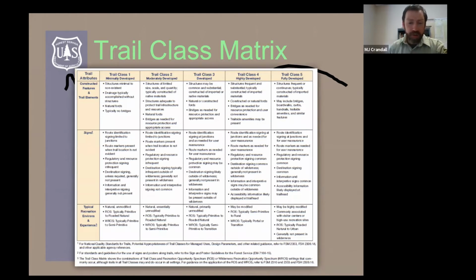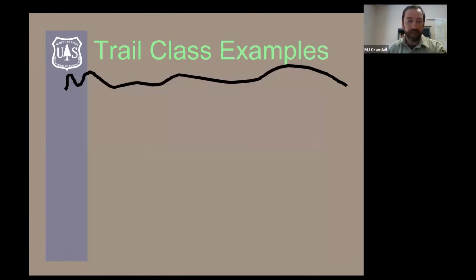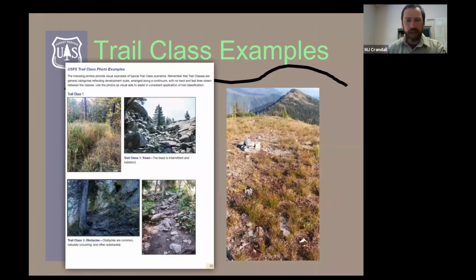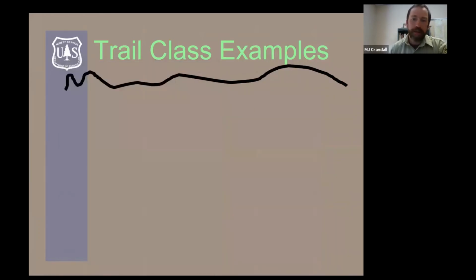And there are different trail attributes, and how these trail attributes change through the trail class is kind of neat, to get familiar with how these things change with class. So at trail class 1, we're at the most minimally developed, so not really much going on. If you could go back a couple, or I guess we could stay here. So trail class 1.